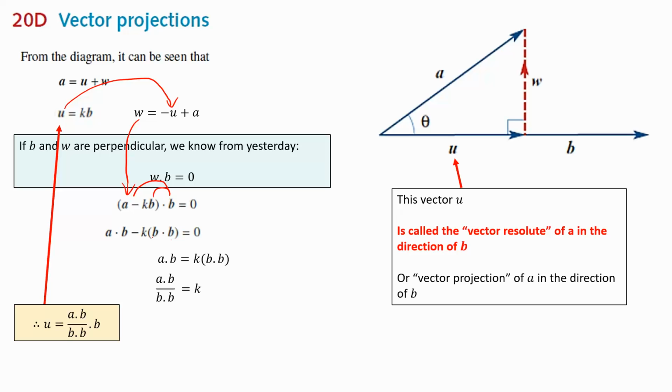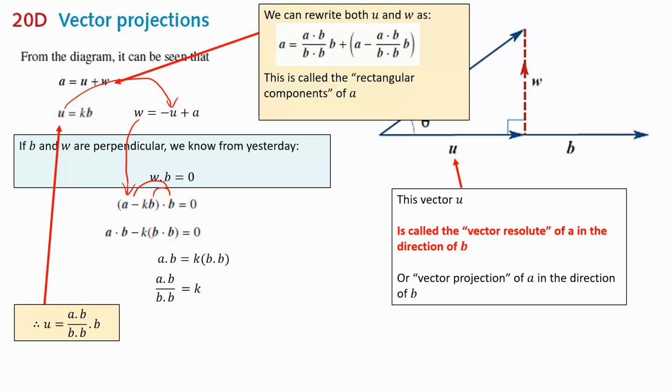Now, just another name to add. If we know that vector U, we could write that in terms of A dot B over B dot B times B. That means you can also write W. If you can rewrite W, you've got U and W, we call those rectangle components. Finding U was called the vector resolute of A in the direction of B. If you find U and W together, you rewrite A, and that's called the rectangle components.